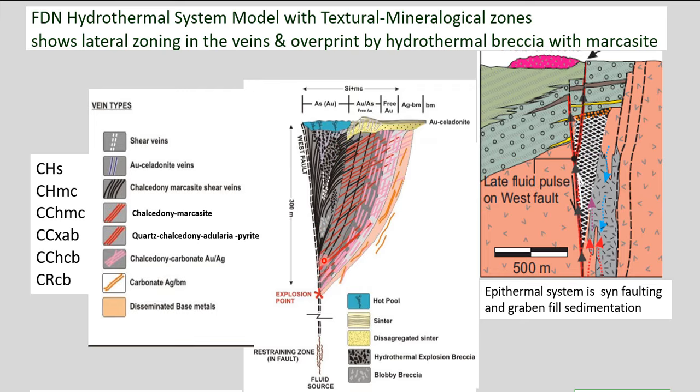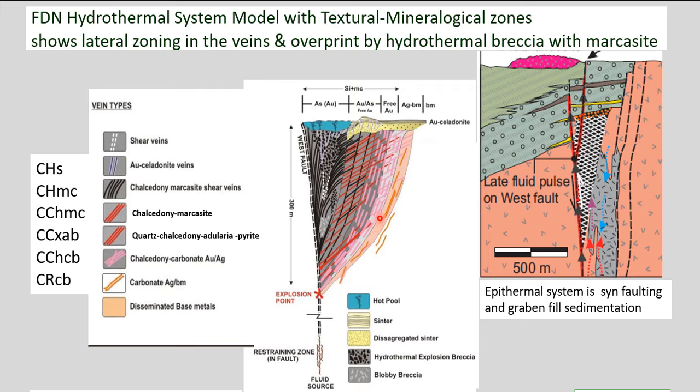So the blue and the yellow things at surface are the hot pool that breccia formed and the sinter that formed adjacent to it. Beside that, where it's grey, that's where there's quartz or chalcedony. Outside that, where it's white and orange, that's where it's mostly carbonates. Okay, so there's a zoning from the breccia with the marcasite to the quartz and chalcedony dominant veins out to the carbonate and base metal veins.